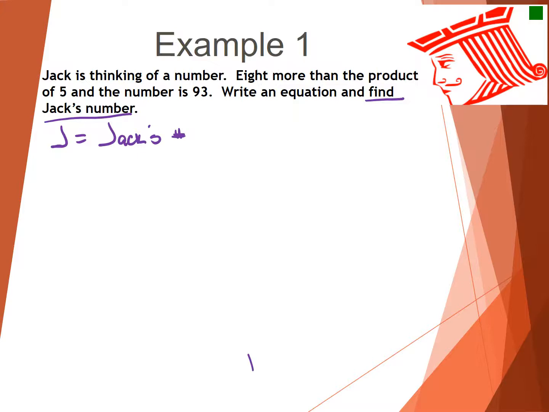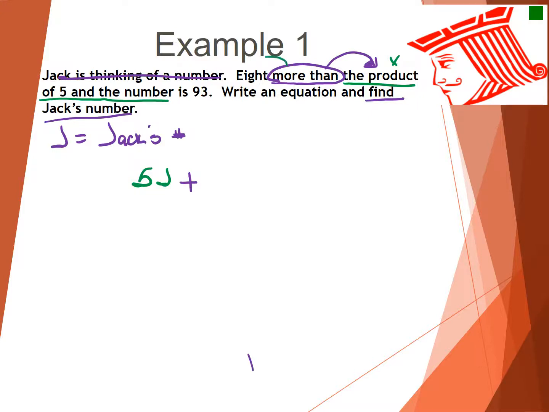Okay, so Jack is thinking of a number. Not important. Great story. 8 more than tells us we're going to add. Now remember I said than. That means we're going to start behind the word than. Behind the word than, it says the product of 5 and the number. So what's the product of 5? Product means multiply. So I'm going to take 5 times Jack's number.